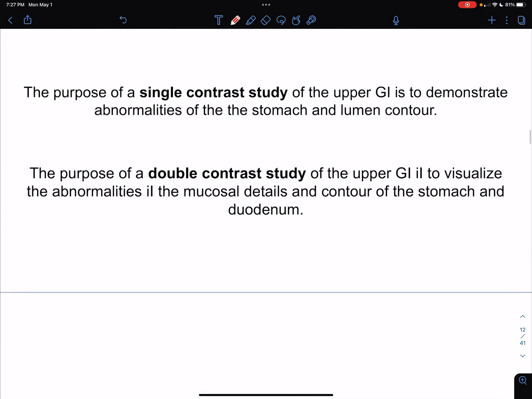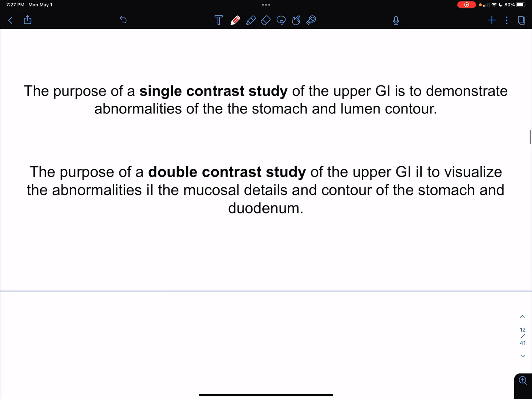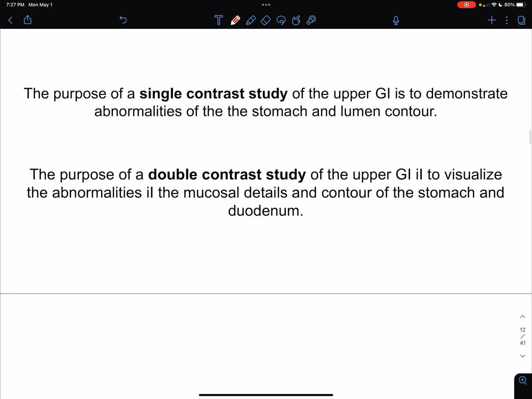So typically, our upper GIs are always going to be a double contrast. And then our esophagus is going to be a single contrast, but the barium enema can sometimes be a single column, what they call a single column, which is single contrast with just the IsoVue or barium, or a double contrast, which is where they add the air. The purpose of the single contrast study of the upper GI is to demonstrate abnormalities of the stomach and the lumen contour. So they do sometimes do this single contrast study and then add the effervescent crystals later.